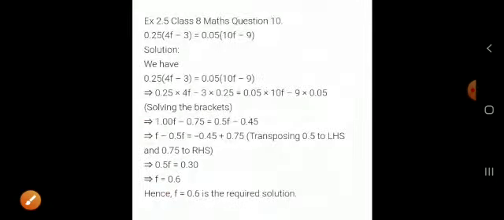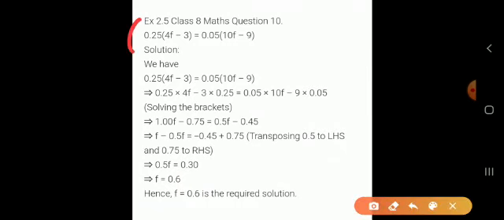Coming to question 10, which is the last question of this exercise. Here also few brackets you can see. The method remains the same, okay? But here just one change is there. It is in the decimal form. Fine, no problem.